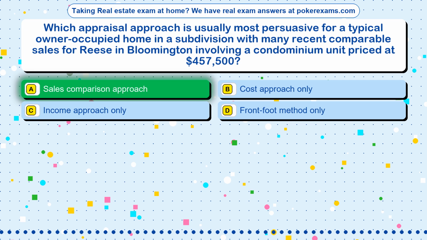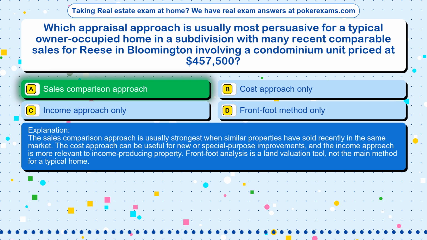The correct answer is option A, sales comparison approach. The sales comparison approach is usually strongest when similar properties have sold recently in the same market. The cost approach can be useful for new or special purpose improvements, and the income approach is more relevant to income-producing property. Front foot analysis is a land valuation tool, not the main method for a typical home.